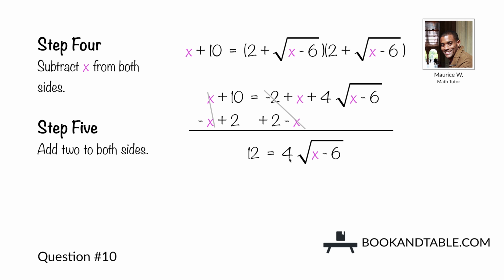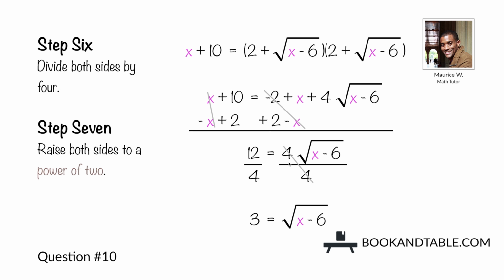Here, we can raise both sides to a power of 2. Or, since this coefficient is 4, and we can divide this number by 4, we can eliminate the coefficient here, just to try and make the numbers a bit smaller. So divide both sides by 4, giving you 3 is equal to radical x minus 6.